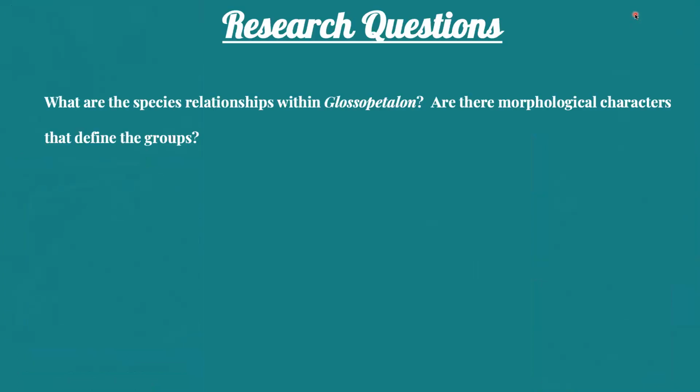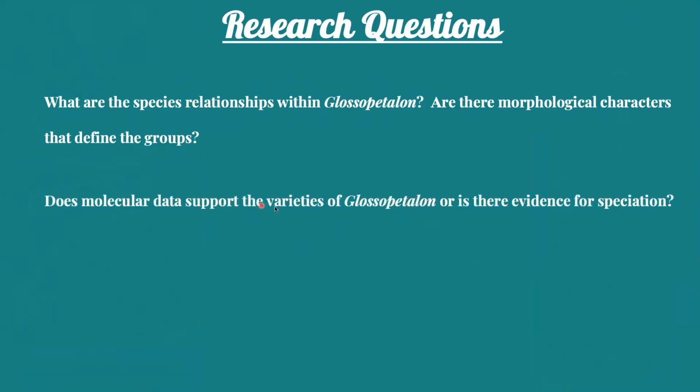So my research questions ultimately ended up being: what are the species relationships in Glossopetalon? We had no idea at that stage. And then, are there morphological characters that define the group? We already had information, like everything I just told you about, that tells you how you can identify this species. So I wanted to see if there were any more based on the genetic data for the relationships. And then how about the varieties? We've got 6 varieties throughout that spinescens range. Are any of those potentially species themselves?